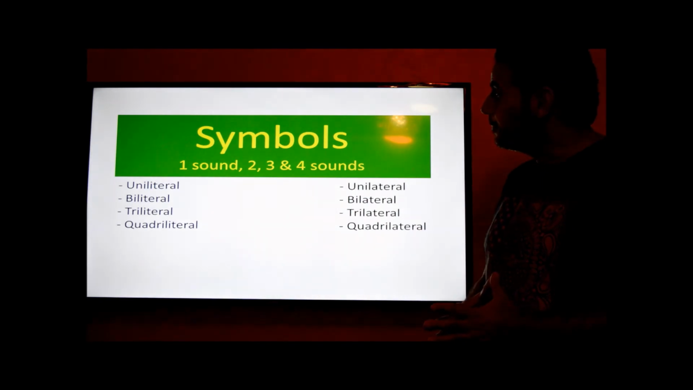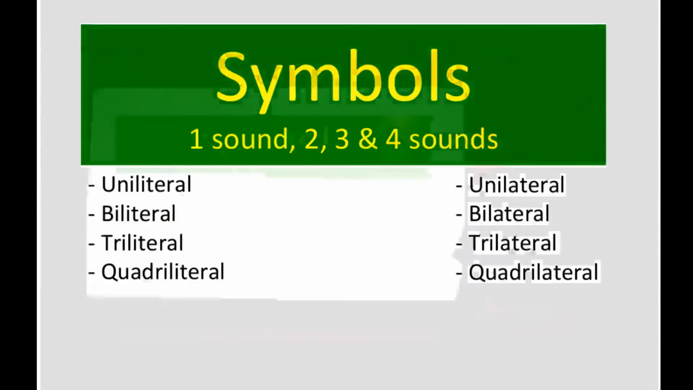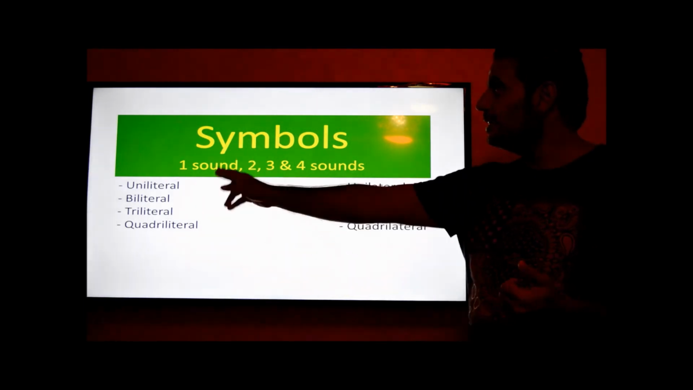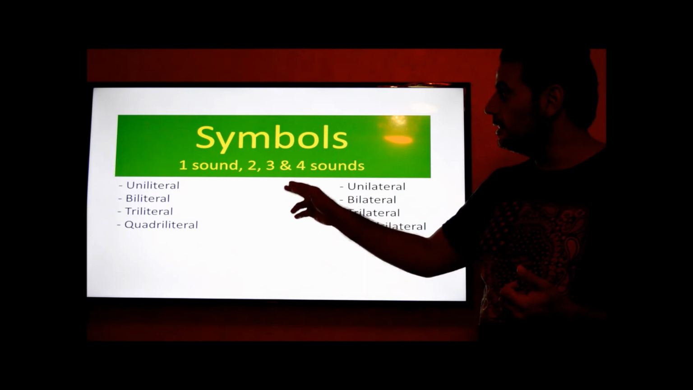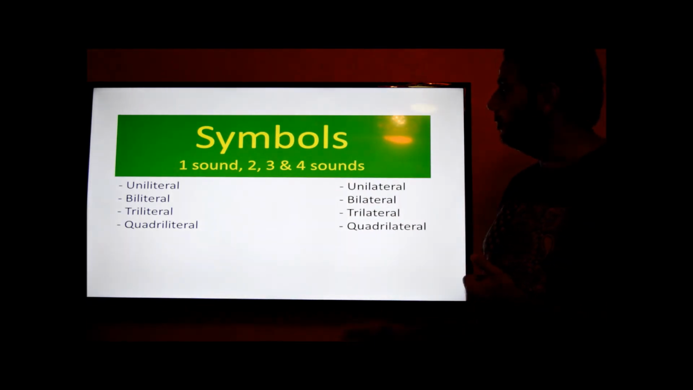The symbols. When we write or when we see any of the ancient Egyptian symbols, does each symbol represent one sound? Actually, no, because we have symbols that represent 1 sound, 2 sounds, 3 sounds, and 4 sounds. And that is an example.